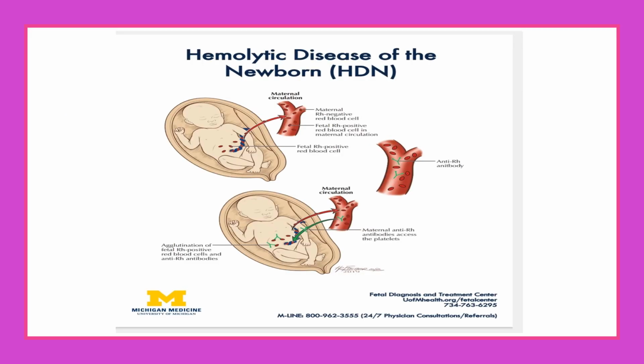Here's a picture for you of hemolytic disease of the newborn, and you can see how they talk about here where the cells from the newborn, the fetus, go into the maternal bloodstream, and you can see these little green guys here are where the maternal body makes antibodies against the baby's blood because of the positive antigen, and then the antibodies go back in through the placental circulation and attach themselves to the fetal red blood cells.